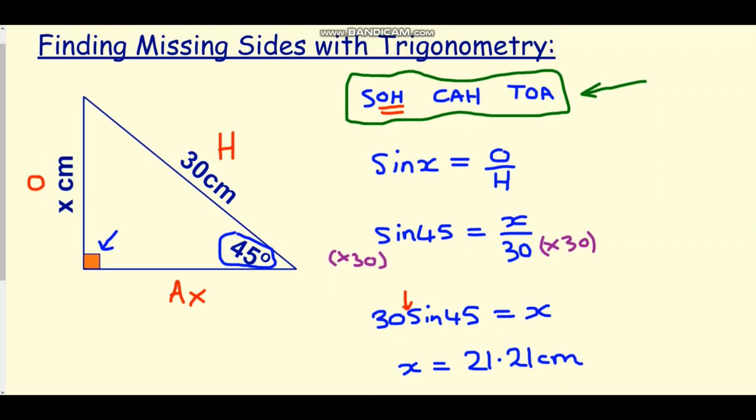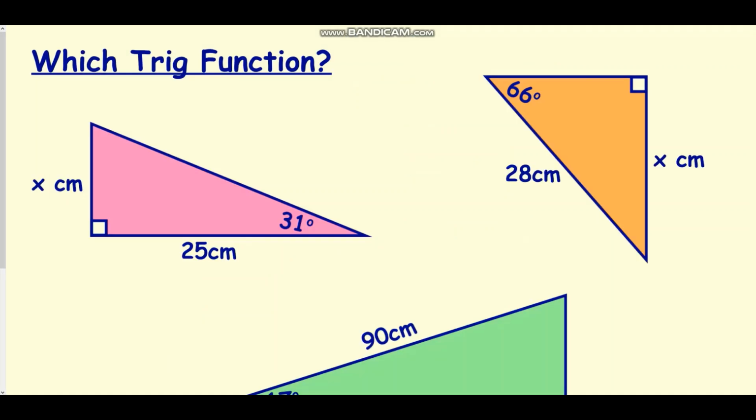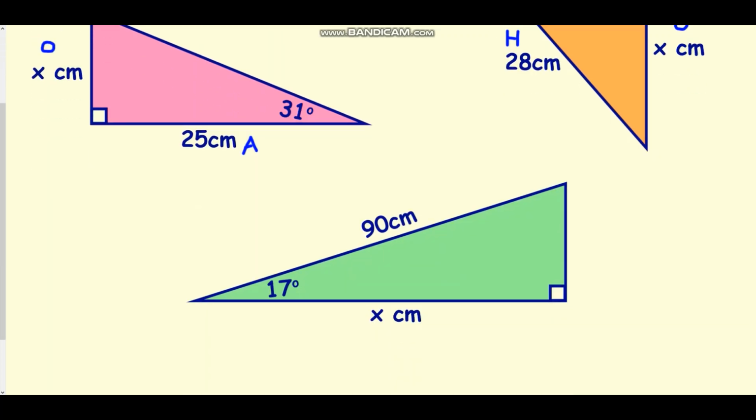Okay, so now you should have completed activity 1. Let's just recap on those skills that we should have from that activity. So you should be able to identify which sides in a right angled triangle you have. In the case of this pink triangle here, we've got the opposite side and the adjacent side. In the orange triangle, we have got the opposite side and the hypotenuse. And on this triangle down the bottom here, we have got the adjacent side and the hypotenuse.